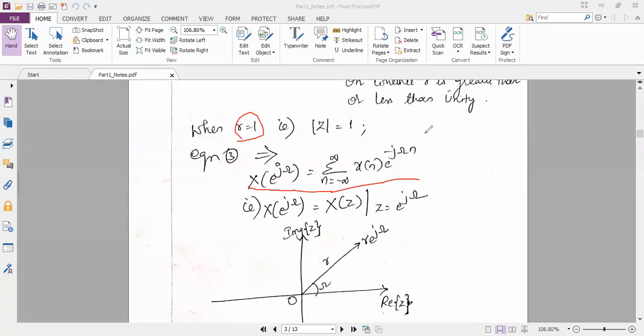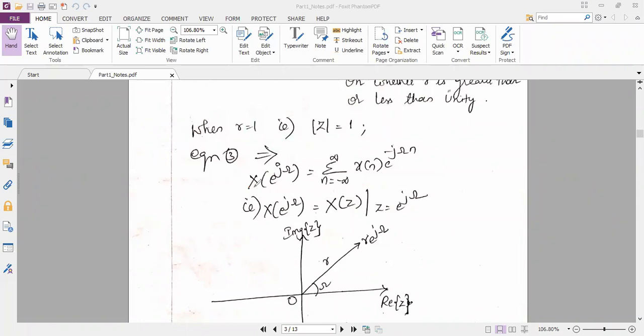See properly the formula of DTFT. I think it is a little different. Check it. Is it the same? X of e power j omega equals summation n equal to minus infinity to plus infinity x of n e power minus j omega n. Is it the same equation? Yes, okay, fine.